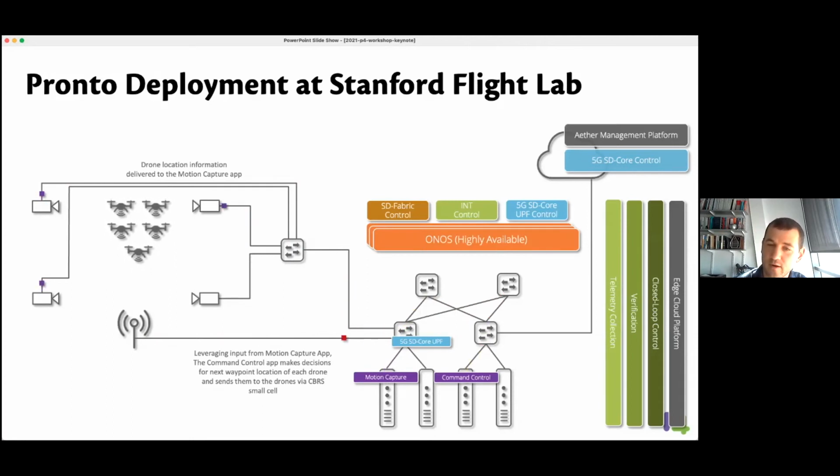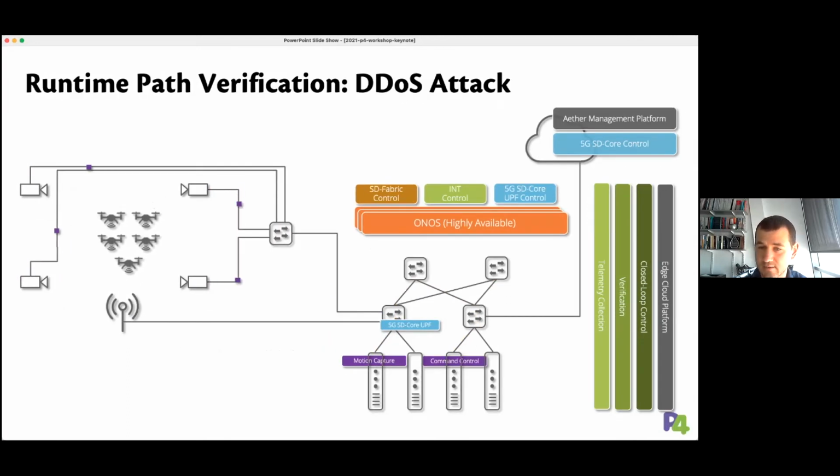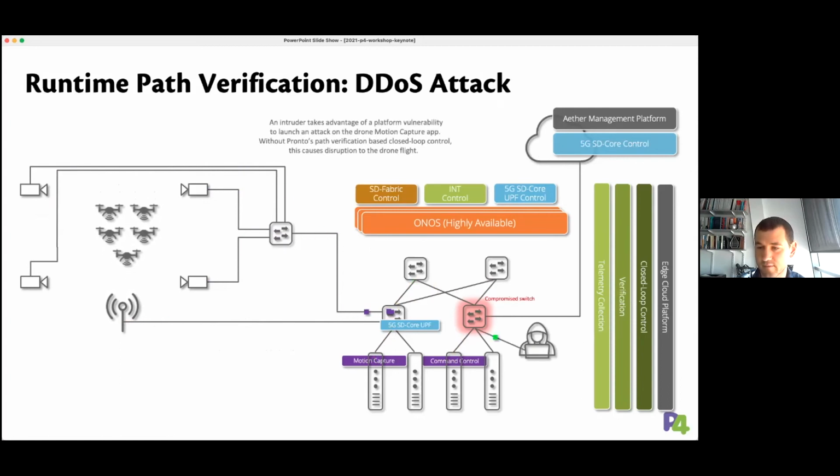What we've been using P4 for here is to figure out how to make this network robust to different kinds of attacks that you might imagine in the wild. The first one I'll show you is essentially a DDoS attack. The scenario we prototyped is where an attacker compromises one of the switches in the network and pummels the motion capture application with packets, so it becomes unable to do its job. Without this data, which is really the brains for all these drones, they won't be able to fly, and eventually they'll even land.